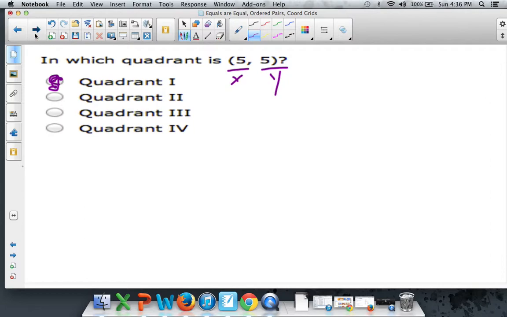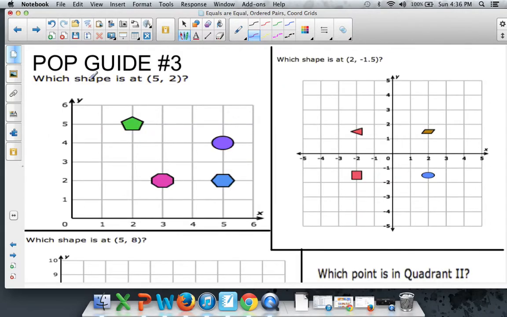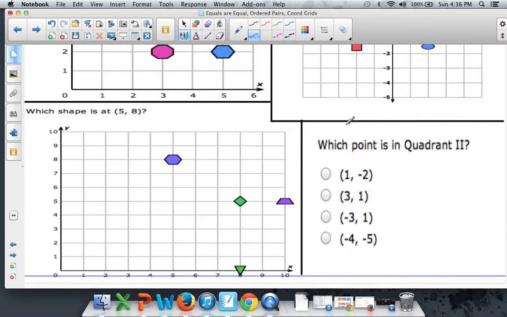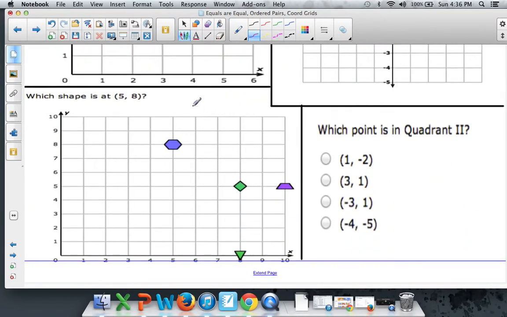Take a quick look at your pop guide. Here on the top, we have a level 4 graphing question for you. Which shape is at 5, 2? Go to 5, then go to 2. X-axis, y-axis. Right next door, we have more of a level 5 question. Level 4 right there, level 5 right here. 2, -1.5. Can you find which shape is being described by that ordered pair? Good luck with that. Down below, a slightly harder level 4. And then right next door, a quadrant question. How are you going to do with that quadrant question? Good luck.